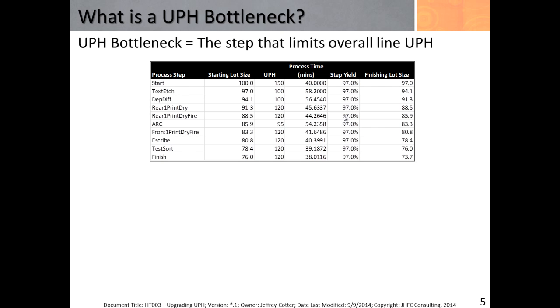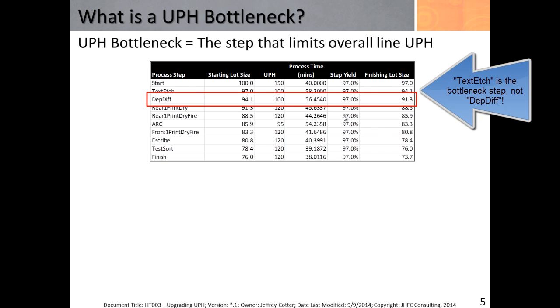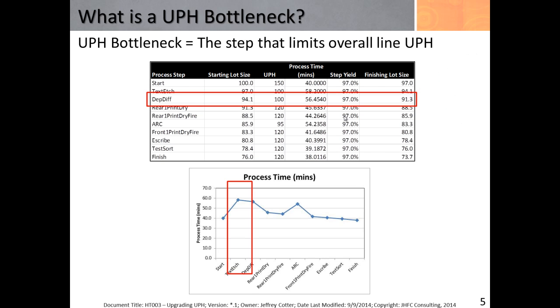It's important to keep in mind the step yield when using the lot processing time to examine the UPH bottleneck. This is because yield losses at each step will lower the number of units in any given lot, and therefore will reduce the amount of time required for processing. When we reanalyze the bottleneck, taking into account step yields, it creates a slightly different picture. Now the depth diff process is the UPH bottleneck with a process time of 56 minutes per lot, as shown here in this graph.